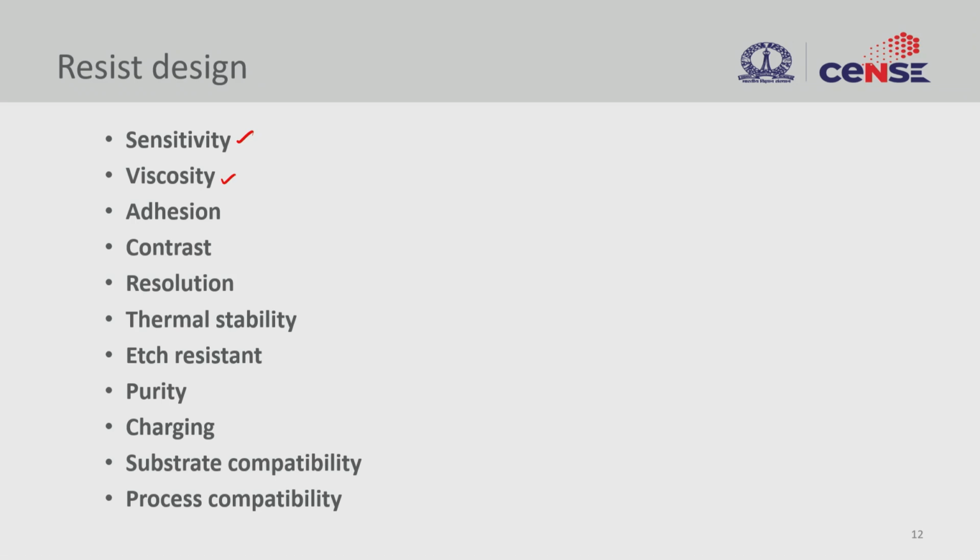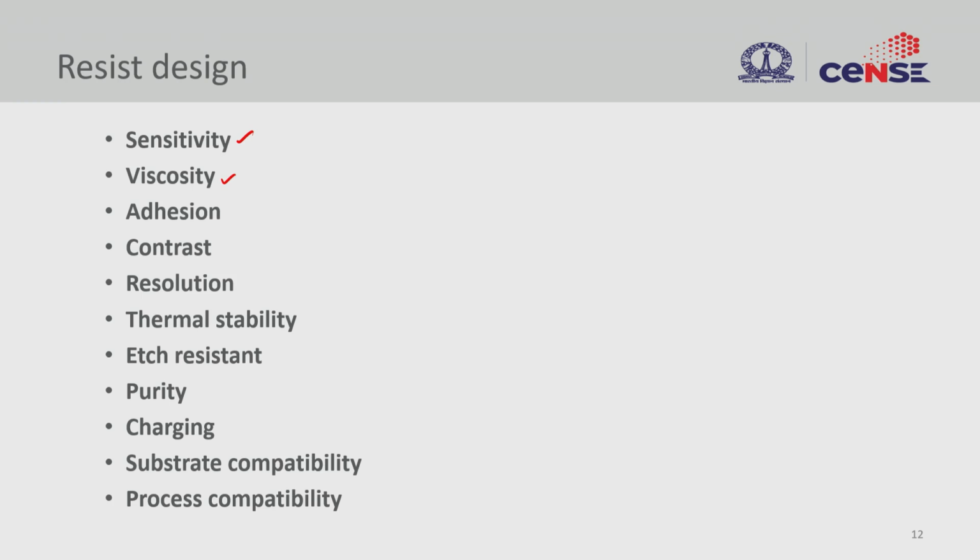Purity is again very important. You don't want the material to be contaminated with ions or undesirable chemicals that will affect your subsequent process and your substrate. Charging is again very important. In optical lithography, this is not a big deal, but in electron beam lithography, it is important that you take care of charging. So we will discuss this charging in electron beam lithography, but charging is an important property that one should consider while choosing a resist.